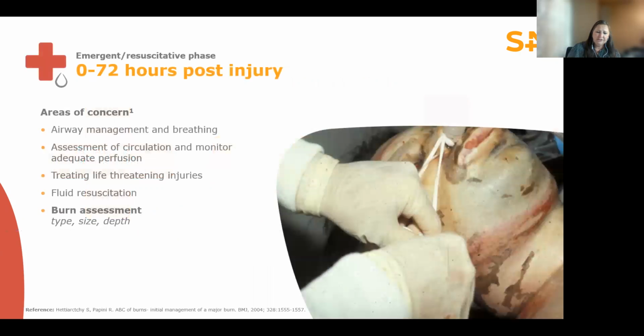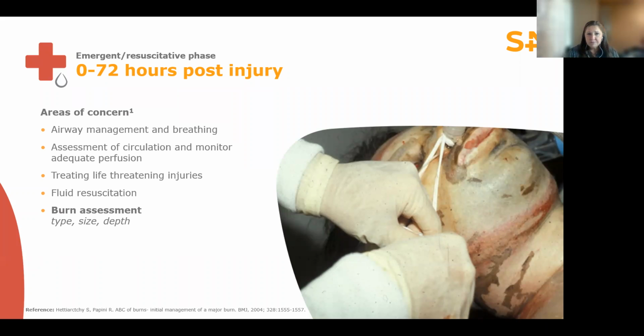So when we look at the emergent phase, we're looking at the first 72 hours. So this is the first 3 days post-injury. And in burn care, we talk about post-injury day or post-burn day. And then after surgery, we talk about post-op day. So here we're talking about, aside from surgery, the first 72 hours. And this is where we're applying our ABCs, as in all trauma.